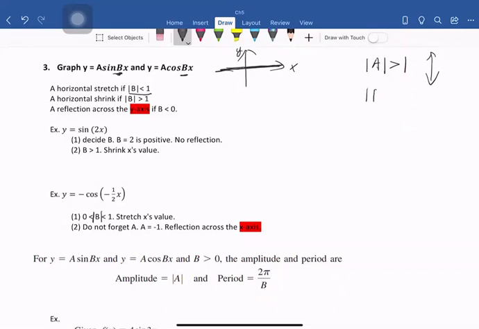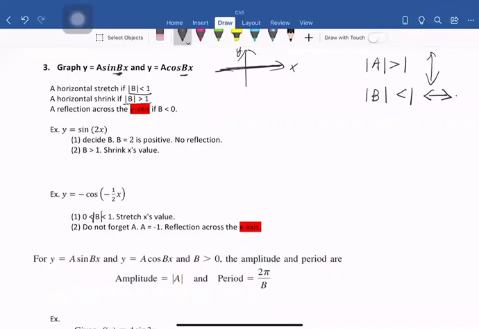If b is less than 1, we do the horizontal stretch. So these a and b are opposite. The horizontal shrink happens if the absolute value of b is greater than 1.